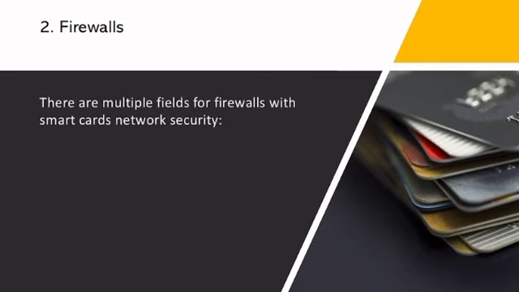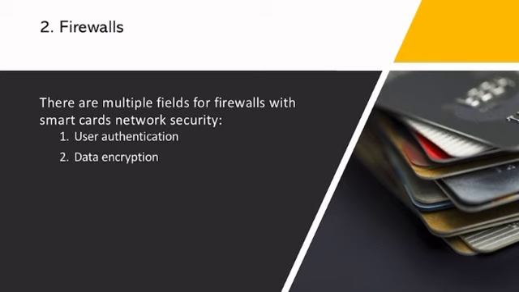There are multiple fields of firewalls with smart card network security. Number 1, user authentication. A smart card can be used to authenticate a user's identity when accessing the network. The firewall can be configured to allow traffic from the smart card to pass through while blocking other incoming traffic calls.